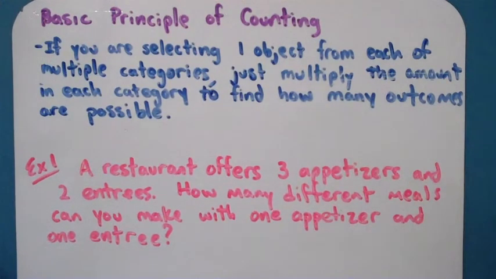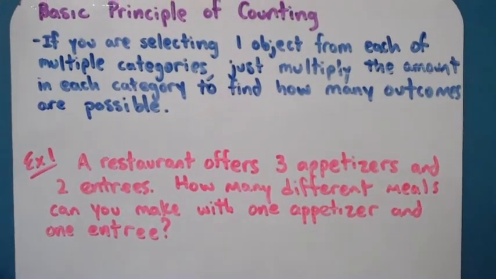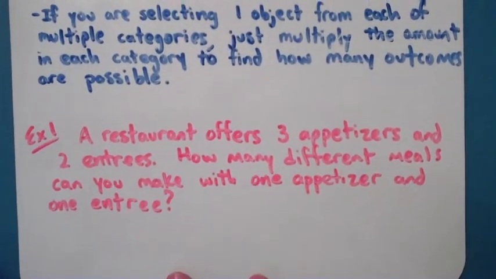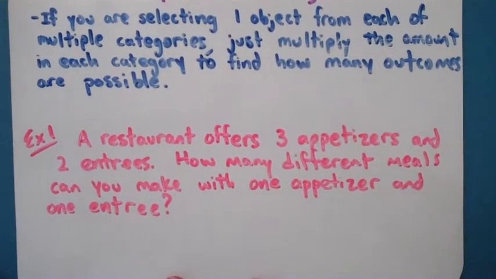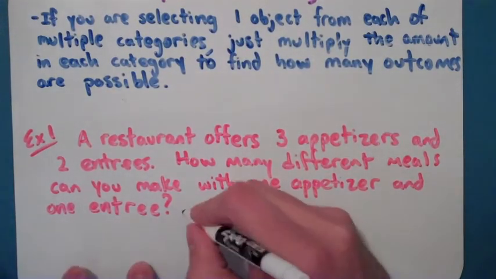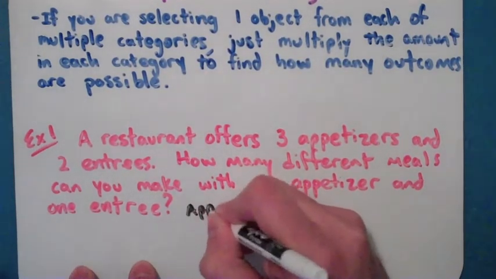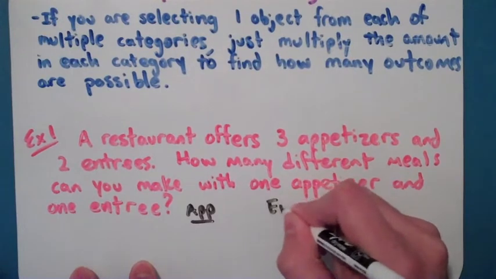All you're going to do is take how many options there are in each category and multiply them all together. That's what the blue part is basically telling you here. And I'm going to show you how that plays out through a few examples. So, on that first example there, we have a restaurant that offers 3 appetizers and 2 entrees.